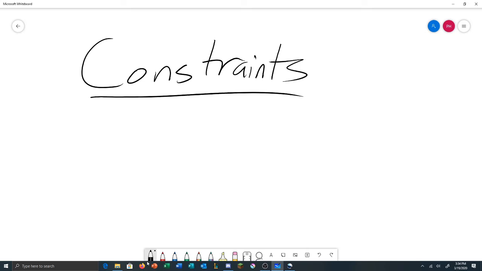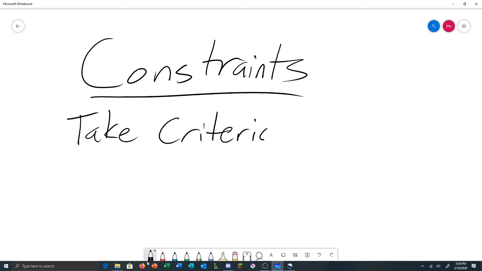Constraints keep your criteria in line. They throw that lasso around it and pull it back down to earth. Constraints take criteria and give them specifics.